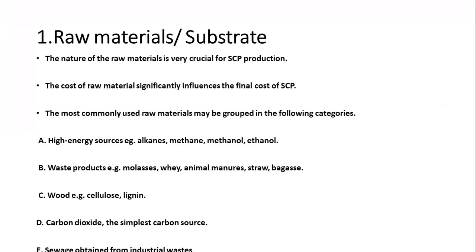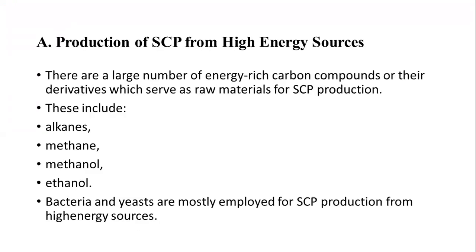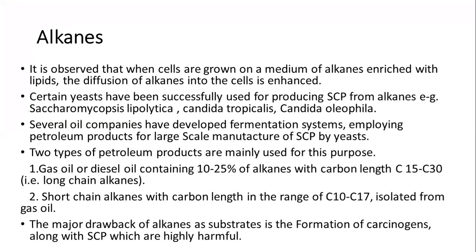The first step of production of SCP is raw material. Raw material is very important for SCP production. The most commonly used raw materials fall in the following categories: high energy sources, waste products, wood, carbon dioxide, and sewage obtained from industrial waste. The first category includes production of SCP from high energy sources. This includes alkane, methane, methanol, ethane, with bacteria and yeast.